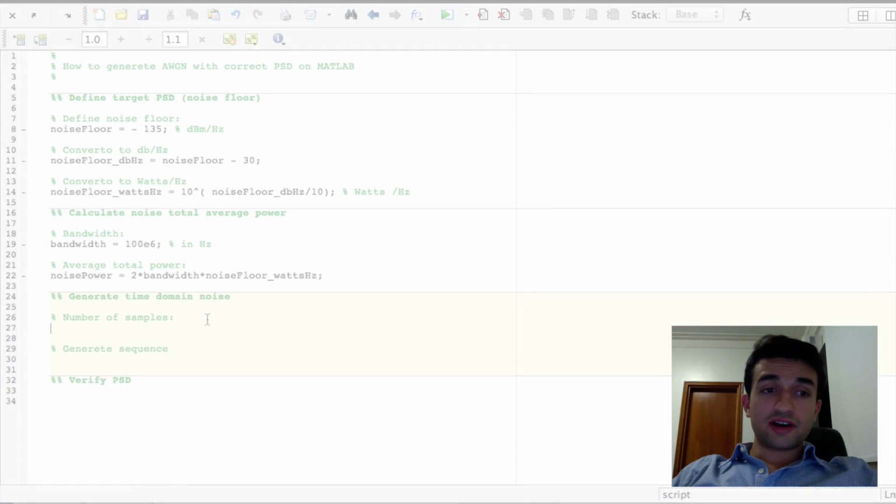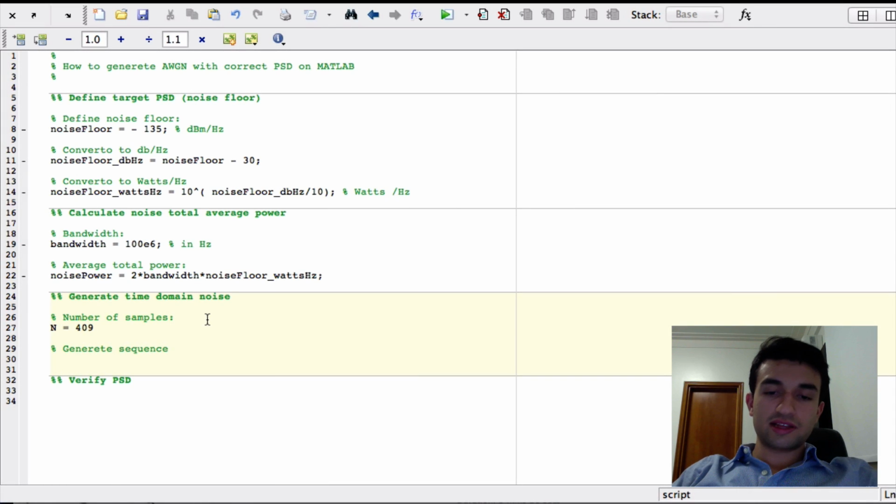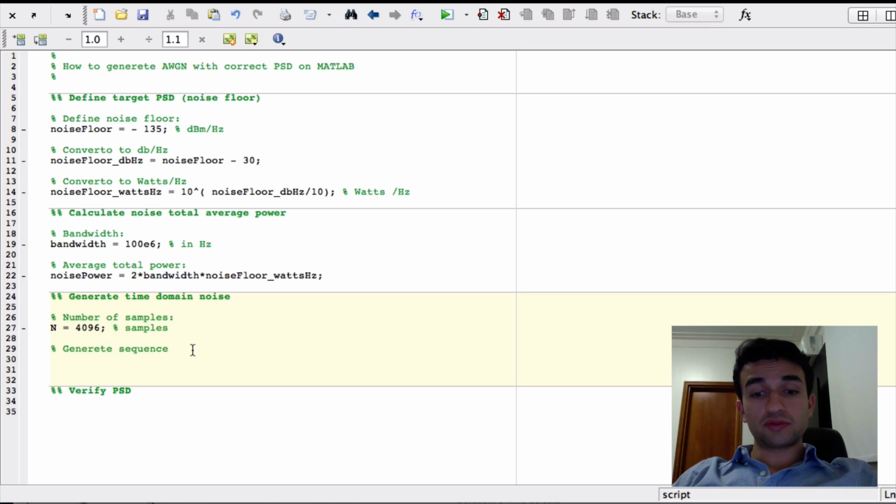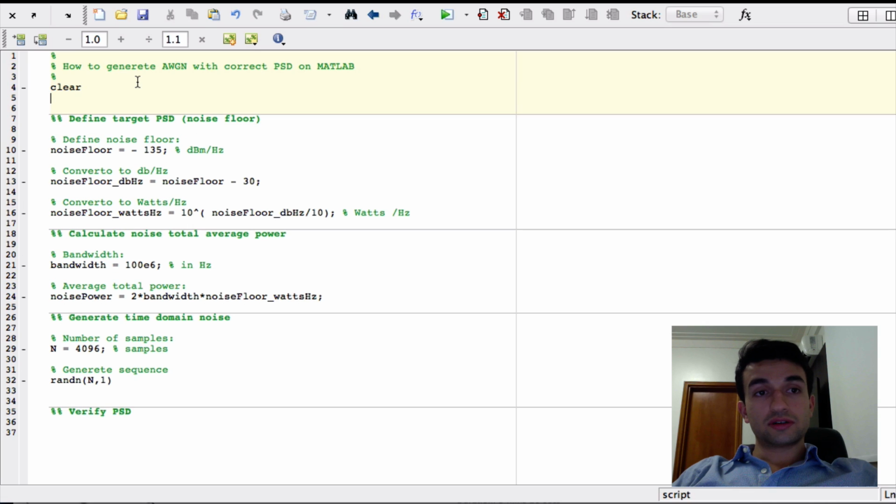Well, let's define first the number of samples we want in this sequence. Let's say it's 4096 samples. Okay. MATLAB has a function called randn. This function generates a sequence with zero mean and unitary standard deviation, that is, the variance is equal to 1. So let's generate the sequence and verify it. Let's add clear all here. Okay, let's evaluate this, and then let's say noise is equal to randn with N samples, capital N samples.